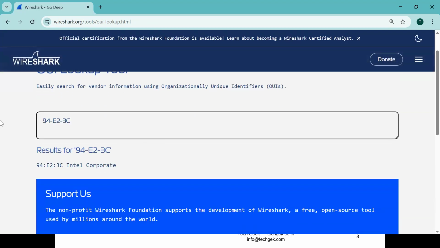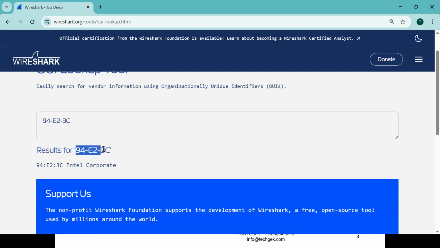So when I put this, 94E23C, it shows the result. The 94E23C are the Intel corporate.